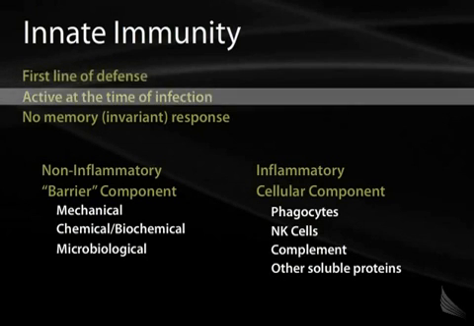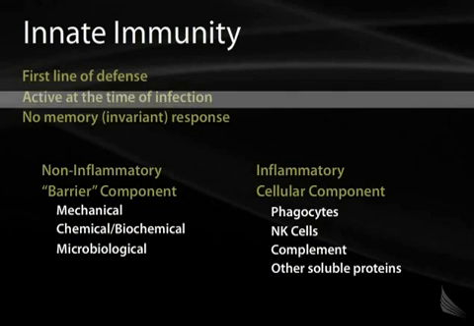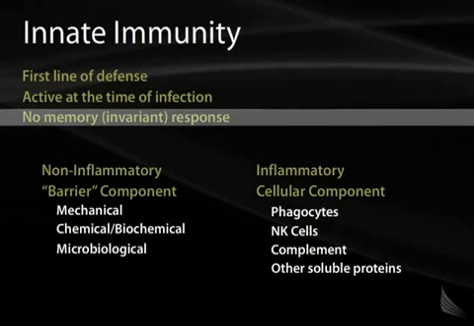It's active at the time of infection. It doesn't need time to get started like the adaptive immune system does. However, in contrast to adaptive immunity, remember that with innate immunity we have no memory. It's all invariant. It responds at the same time, every time. It's clockwork. So for innate immunity, we have two types of components, the non-inflammatory component and the inflammatory component.